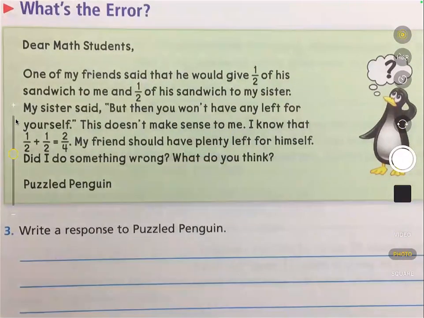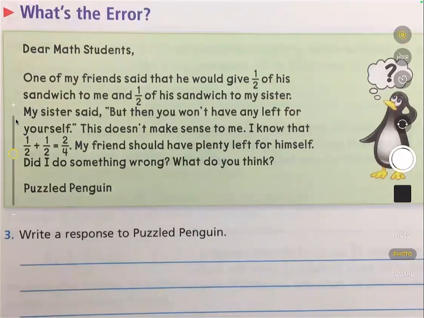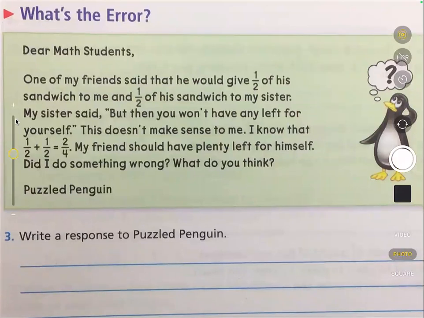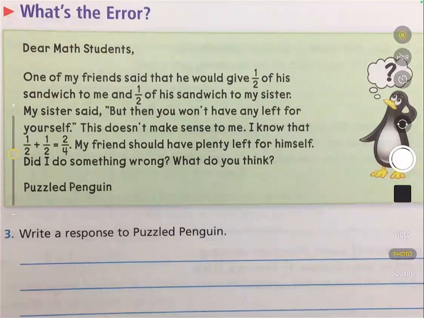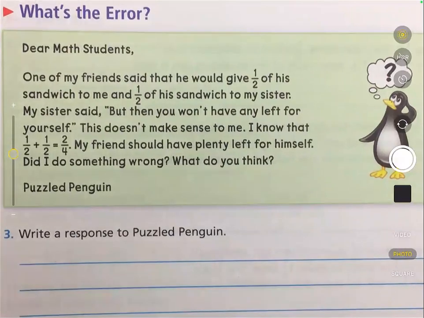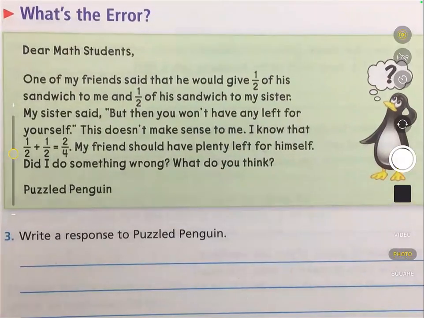Dear math students, one of my friends said that he would give me half of his sandwich and half of his sandwich to my sister. My sister said, but then you won't have any left for yourself. That doesn't make sense to me. I know that 1/2 plus 1/2 equals 2/4. My friend should have plenty left for himself. Did I do something wrong?